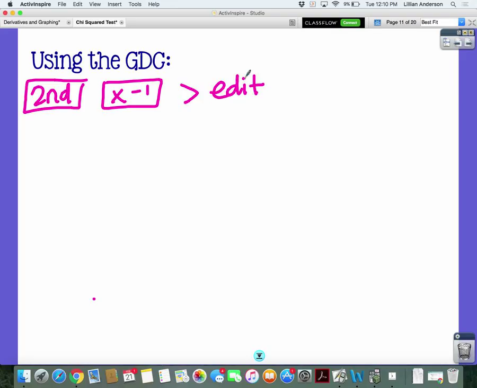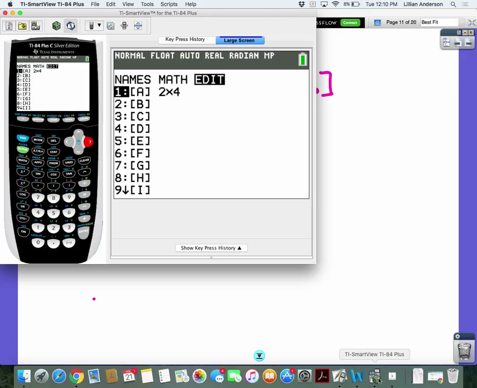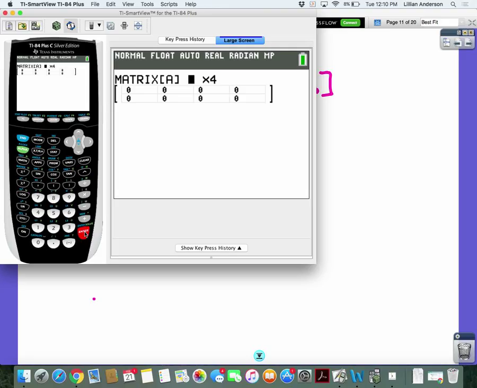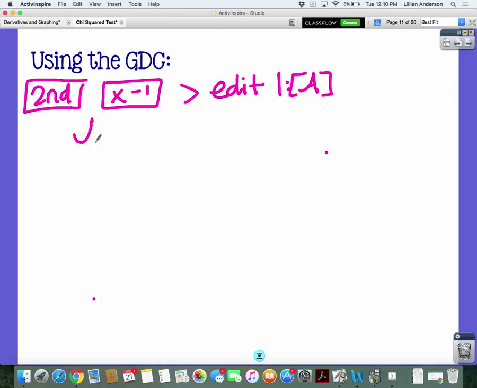Your observed table and then your expected values table. So you want to go to edit, option 1, matrix A. So you'll click on enter. Now in matrix A, you want to type in your observed table.